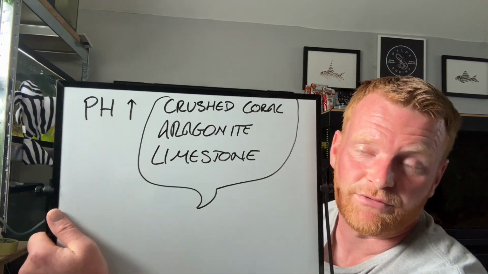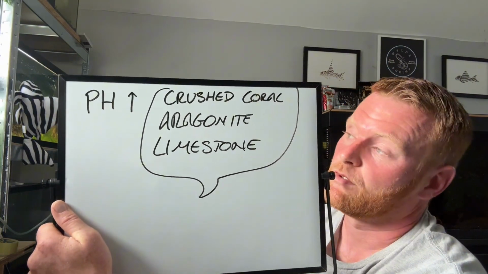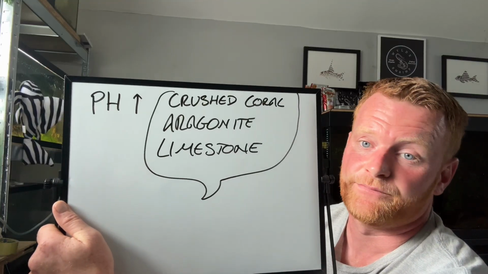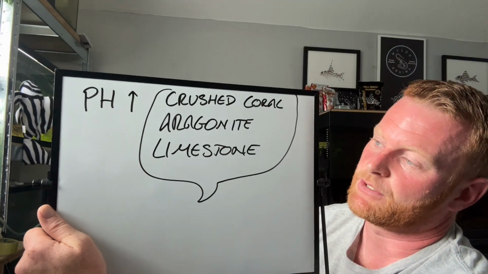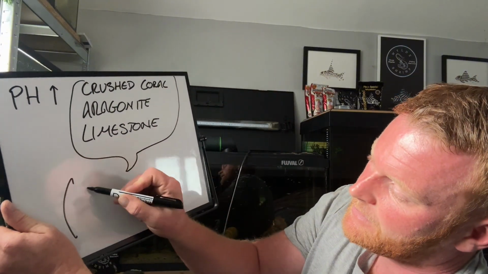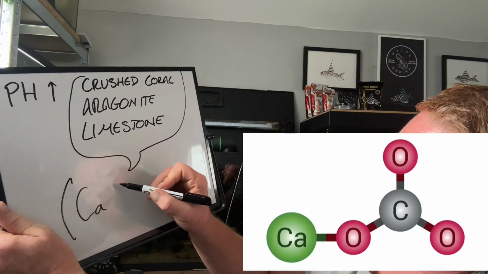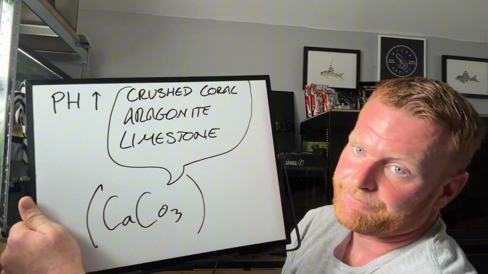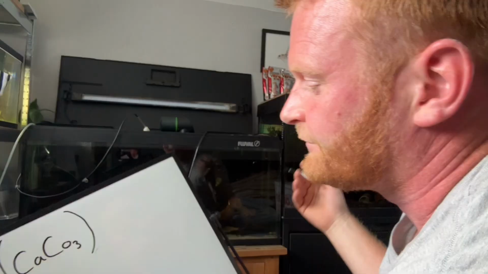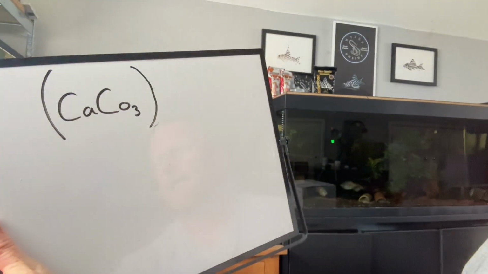But trying to raise your pH. What do we quite often use? Crushed coral, aragonite, limestone. Now all these things have one thing in common, and that is CaCO3, calcium carbonate.